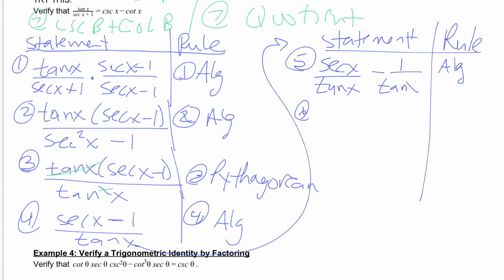Step number 6, I'm going to go ahead and change. I have to change both of these. I can change one at a time. I'm going to go ahead with my 1 over tangent of x. I can change that to a cotangent of x. So I have secant x over tangent of x minus cotangent of x. And that's my reciprocal identity.